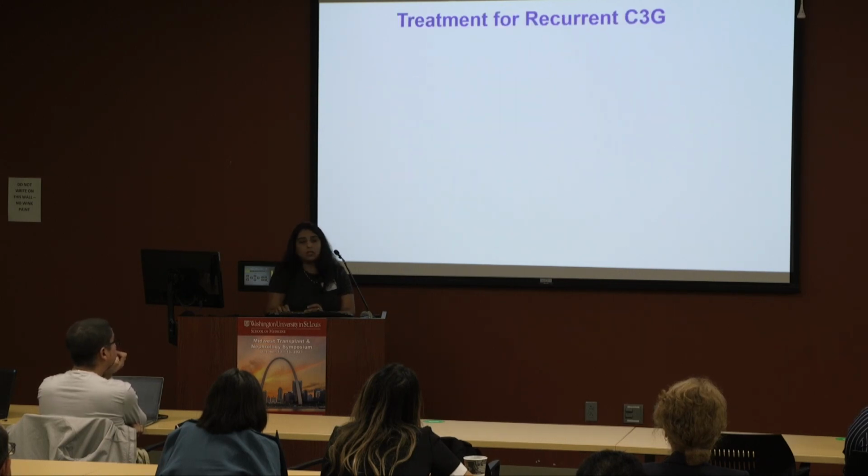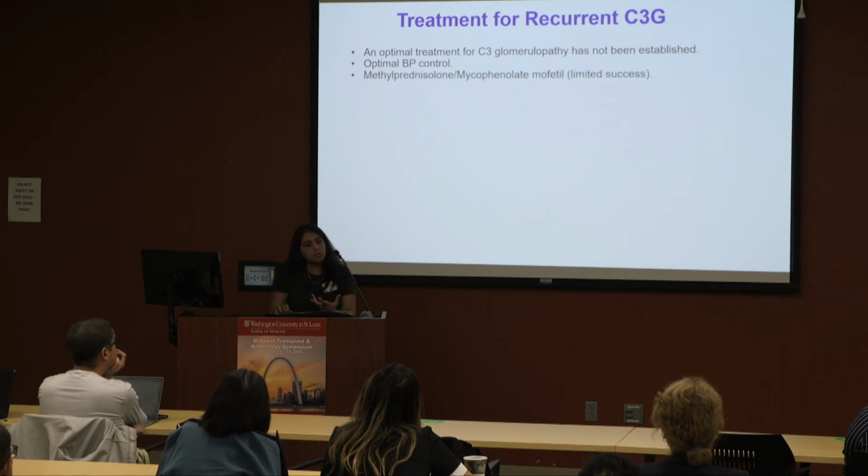And in terms of C3G treatment, we are lagging a little bit behind aHUS because we don't have anything FDA approved yet, but there's a lot coming, and hopefully in the next 12 to 18 months, we will have drugs that treat the disease. Currently, the only option is supportive: you would control blood pressure, and you could give higher doses of steroids and MMF, which of course comes with its own risk of infections.